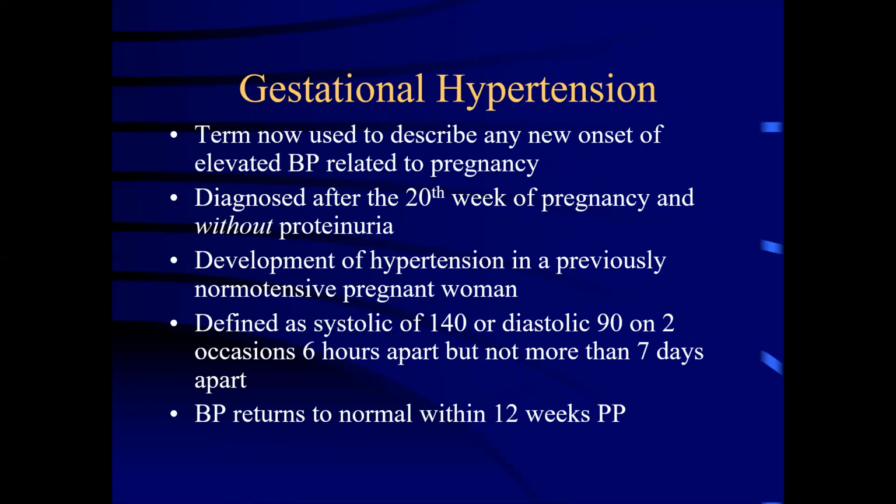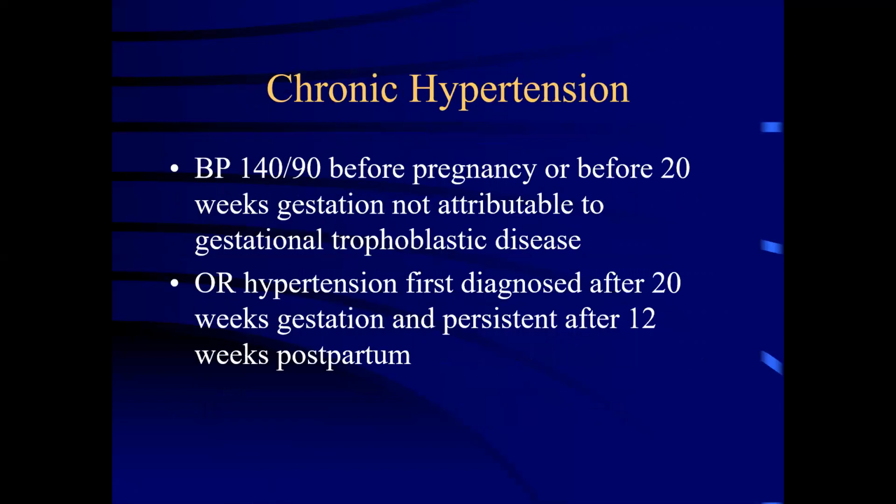This is defined as a systolic of 140 or a diastolic of 90 on 2 occasions that are 6 hours apart. And these patients usually have a normal blood pressure within weeks of postpartum. Of course, we know chronic hypertension, again, an elevation of blood pressure 140/90, but this is when it occurs even before the patient was pregnant or before 20 weeks gestation, so that it's not attributable to the trophoblastic disease.